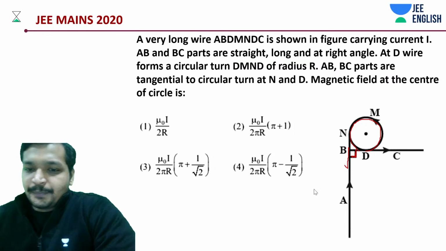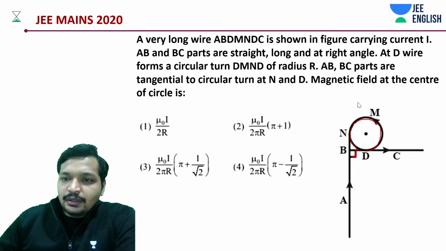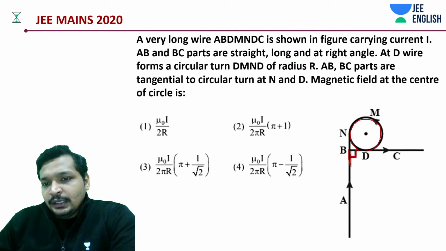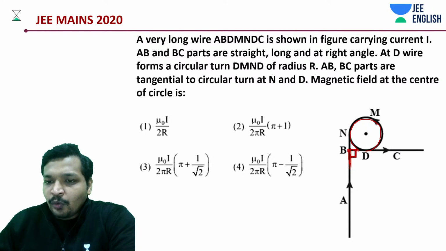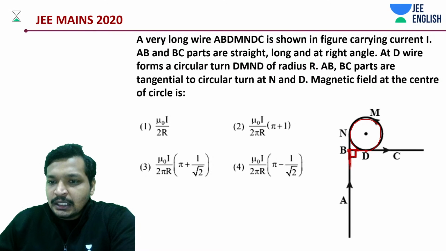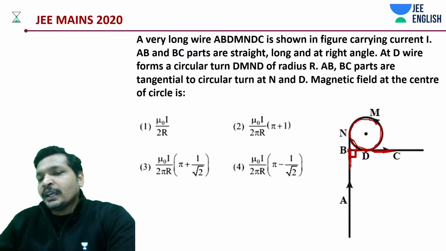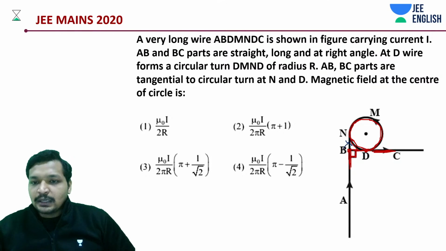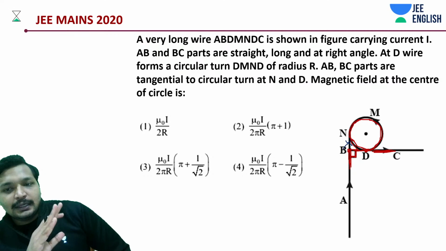A is very long. And then what is happening? We have reached B from A. A is at some point, and then we have D, and then it goes to M, and then it comes to N, and then it goes to D, and then it goes to C, which is the wire carrying current. Other than this, this part does not carry any current.